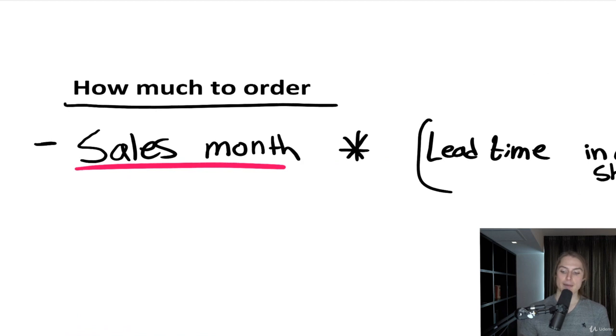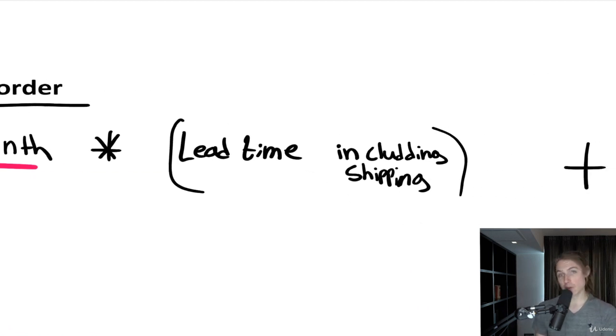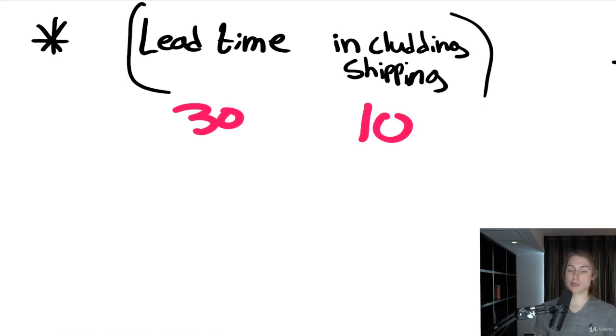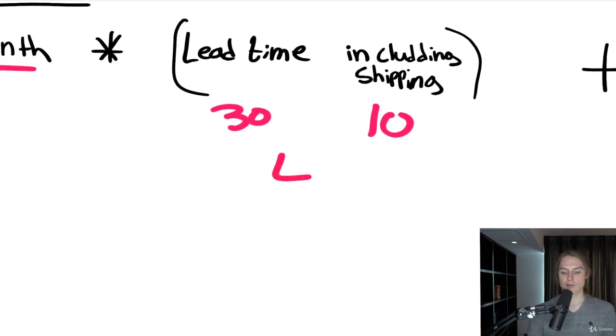So now you're going to multiply that by your lead time, including the shipping. Okay, so maybe your manufacturer says 30 days, and then they say 10 days to ship by air. Now you're also going to need to put some time in there for Amazon to process, because they're not going to get it and instantly it hits the shelves. So you're going to want to add about 5 days extra for that. So maybe this is 45 days.